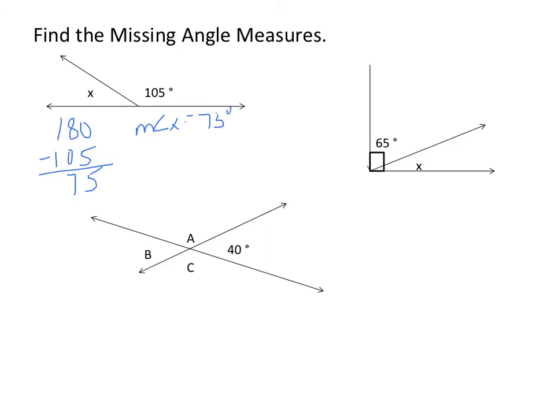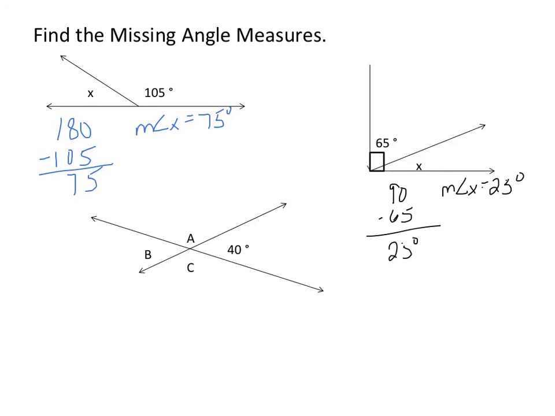Now if you remember from the other lesson, this little box means that it forms a right angle, which is 90 degrees. So if we look here, we have 65 and we have x, so together those have to add up to 90. If I do 90 minus 65, or I can count up, 65 to 70 is 5, 70 to 80, 80 to 90, they have a difference of 25 degrees. So here the measure of angle x is 25 degrees.